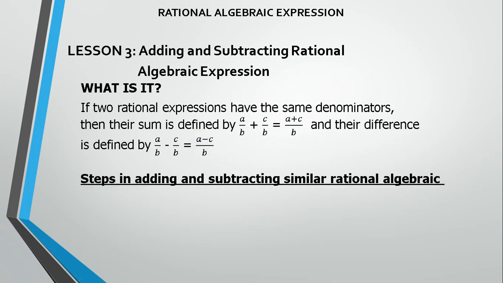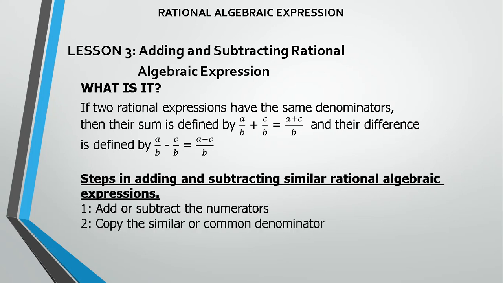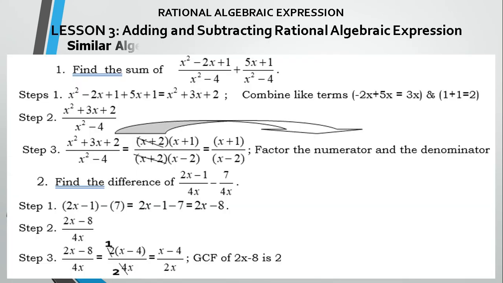Okay? So, we have here the steps in adding and subtracting similar rational algebraic expressions. Ibig sabihin nito, ang kanilang denominator ay magkapareho. First, add or subtract the numerators. Second, copy the similar or common denominator. Diba? Then, the third one is simplify if possible.